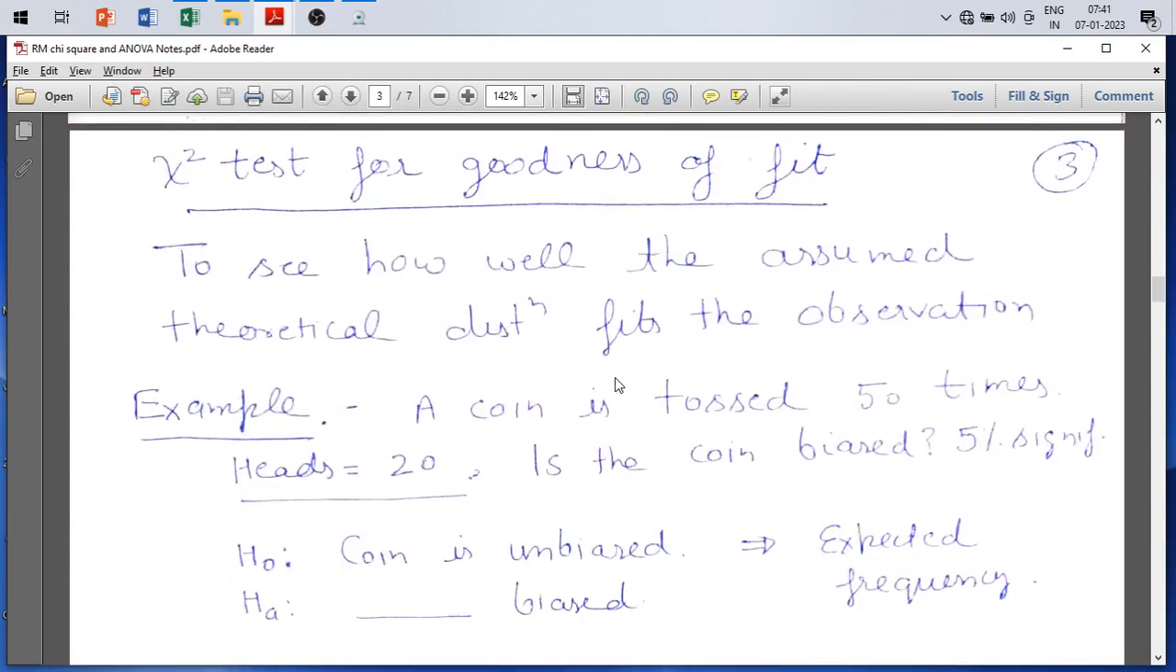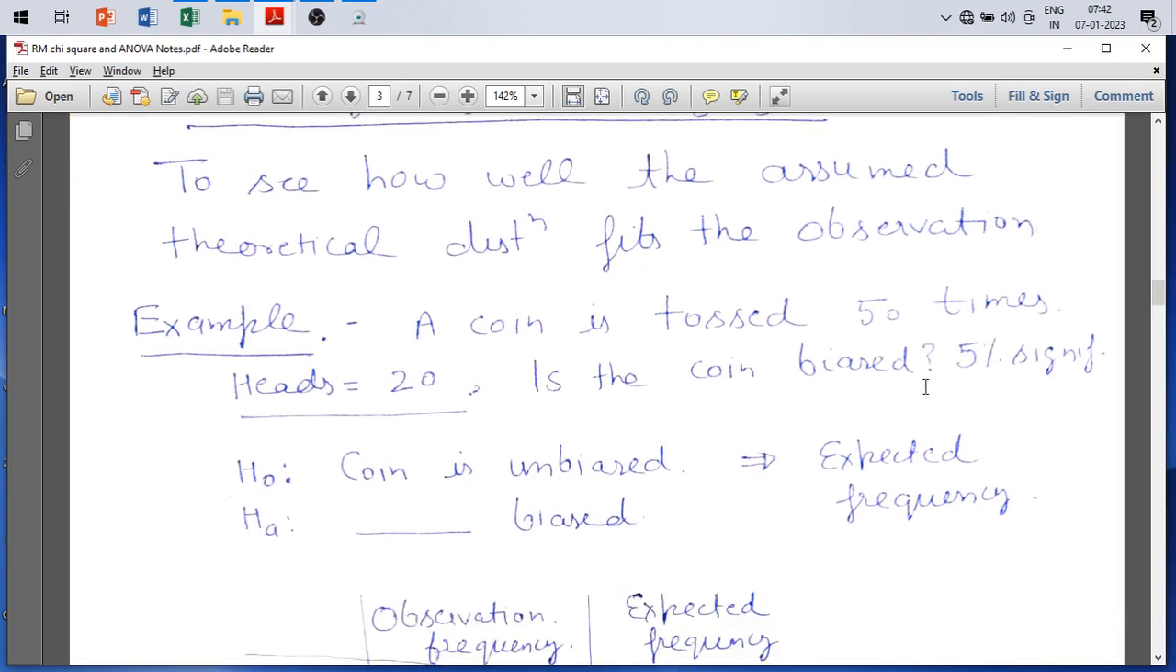Another situation where the chi-square test is used is for goodness of fit, which basically means to see how well the assumed theoretical distribution fits the observation. So let us understand this with one example, just a very simple example.